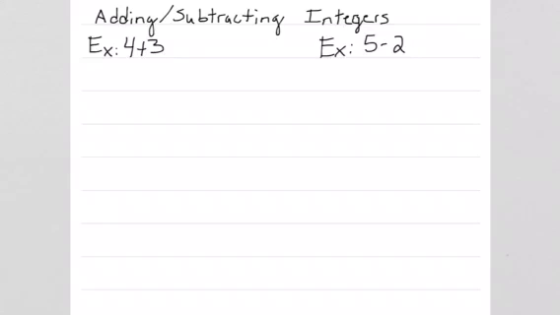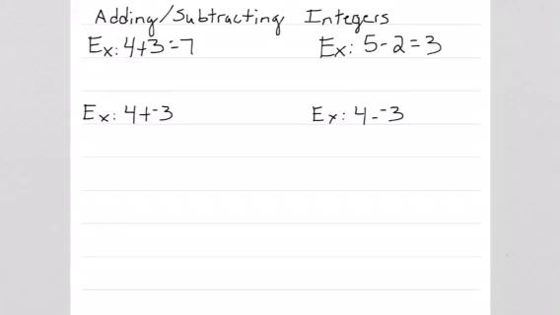The first one's 4 plus 3. I think we all know that that's just 7. And then the second one, 5 minus 2, again, I think we hopefully know that's just 3. And so anytime you deal with positive integers, it's relatively easy. What we run into a problem with is when we throw in negative integers. And so let's look at some examples that involve negative integers now.